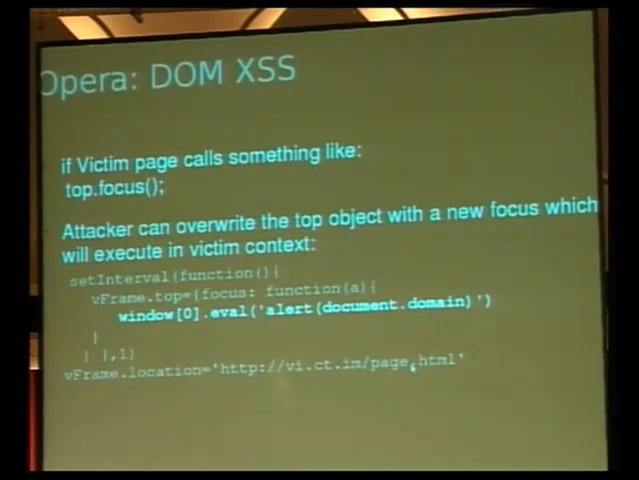Another interesting thing is that since you can overwrite the top object, you can redefine methods. And since you can redefine methods, there's this nice code that gets executed in the victim context. So if the victim just called top focus, the method is executed in the victim context. Why? Similar to the defined getter payload of Safari, because window 0 is itself, so it's allowed to execute eval. This is just a screenshot of a proof of concept.